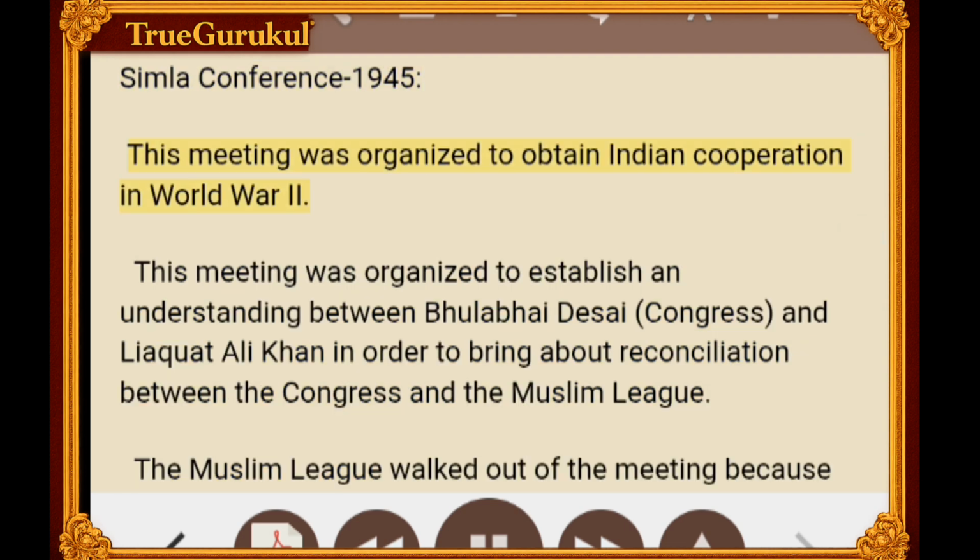Simla Conference 1945. This meeting was organized to obtain Indian cooperation in World War II. It was also organized to establish an understanding between Bhulabhai Desai, Congress, and Liaquat Ali Khan in order to bring about reconciliation between the Congress and the Muslim League.